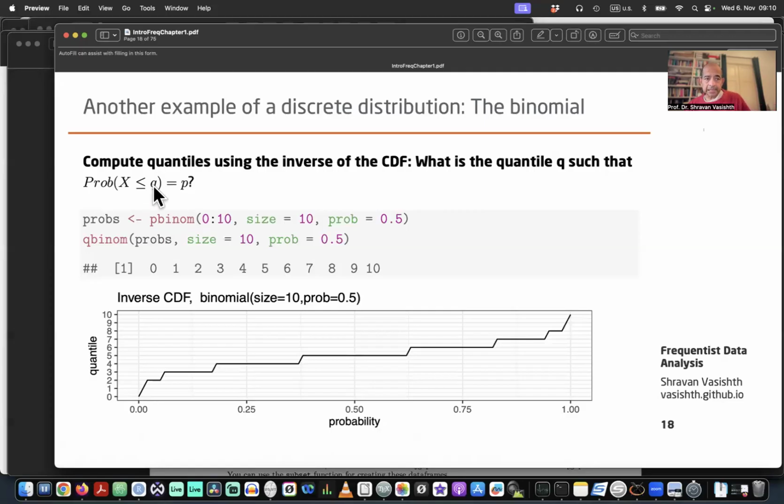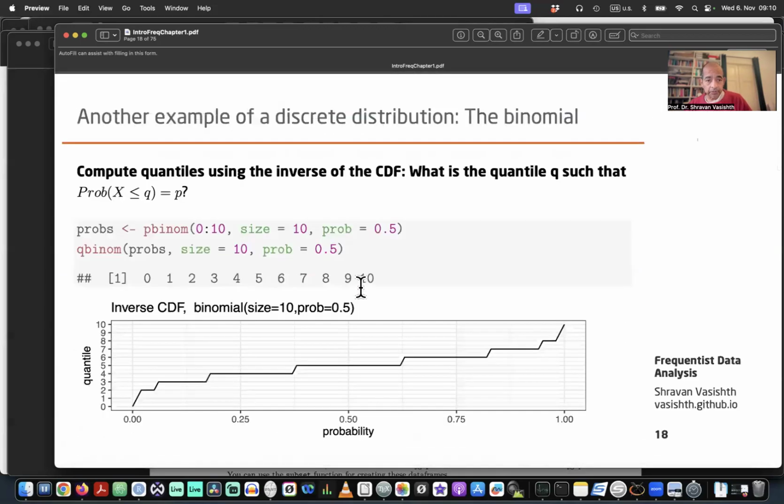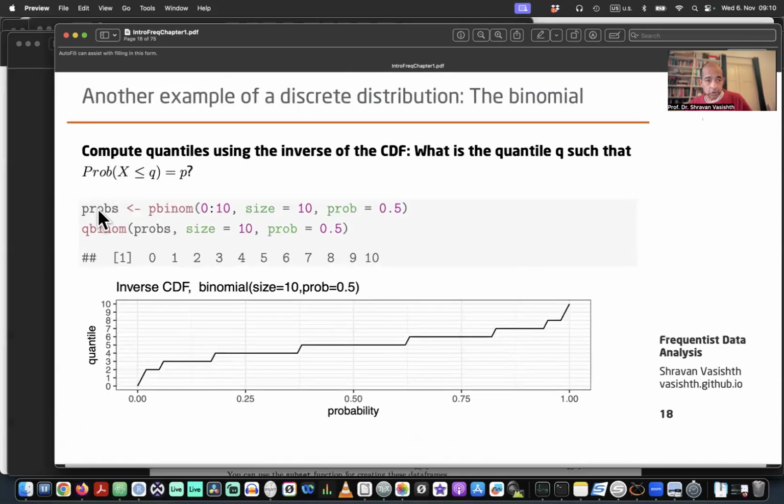Now, these elements X are also called the quantiles of this distribution. So that's why this is called Q here instead of X, because I'm asking which quantile is it such that the probability of observing that quantile or something less than that is the probability P, right? That's the question that the Q binom function is going to answer.